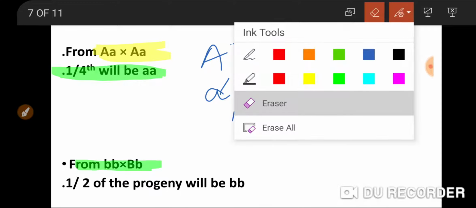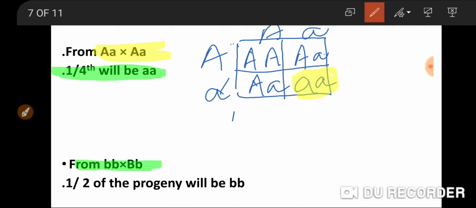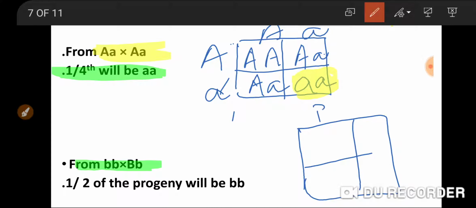So from the first cross, we got 1/4 of the progeny with the genotype small a small a, and now we will draw the Punnett square for the second cross. We will write down here capital B, small b. One type of gametes will come from this genotype; 2 types of gametes will be formed. One type will be carrying the capital B, and the other type will be carrying the small b. And from the other genotype, one type of gametes will be carrying the small b, and the other type will again be carrying the small b.